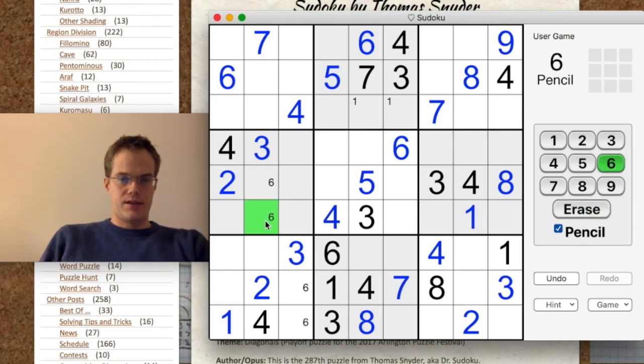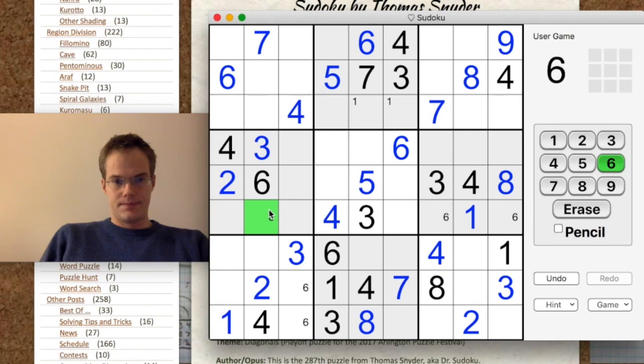Another thing we can notice is the six in this box allows us to place two sixes there, again in the same row this time, but it's going to eliminate anything else along the row. In particular, it's going to eliminate that six, so actually we can place a six here. Let's get rid of the pencil mark.